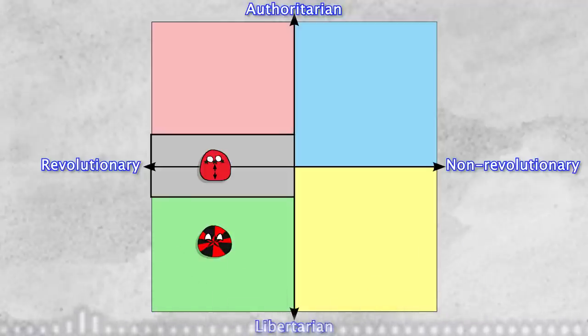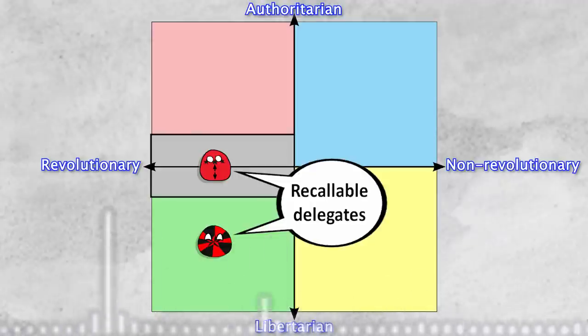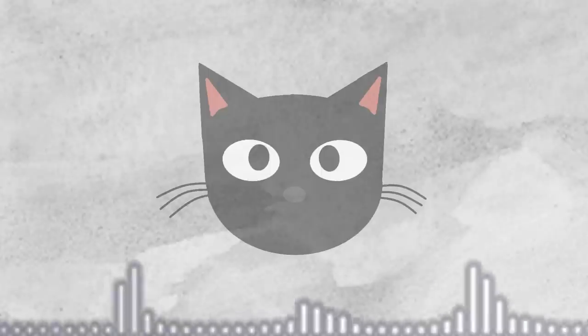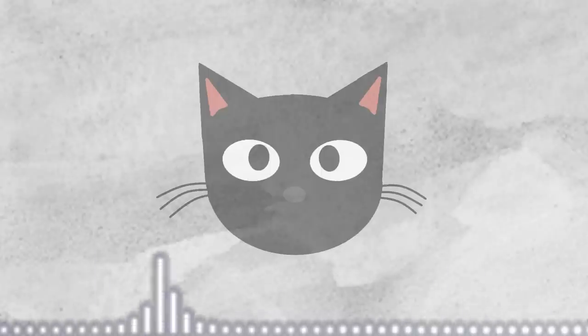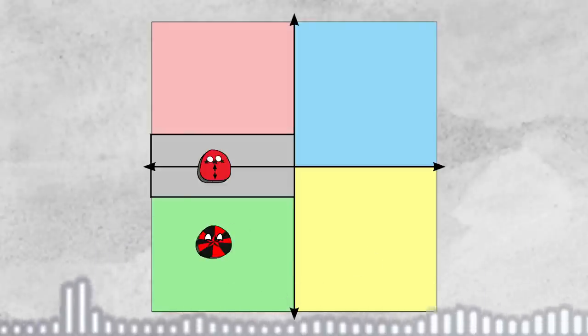Another thing they agree on is that the delegates on councils should be subject to instant recall. If people think their delegate is doing a bad job, they should be able to tell them to fuck off and replace them with someone else. Though hopefully they'd say it in a nicer way than that. So, when it comes to their views on councils, these are the things that socialists in the borderline zone and in the bottom left have in common.